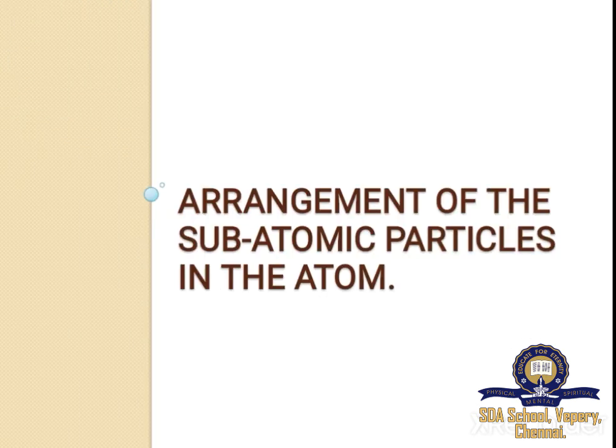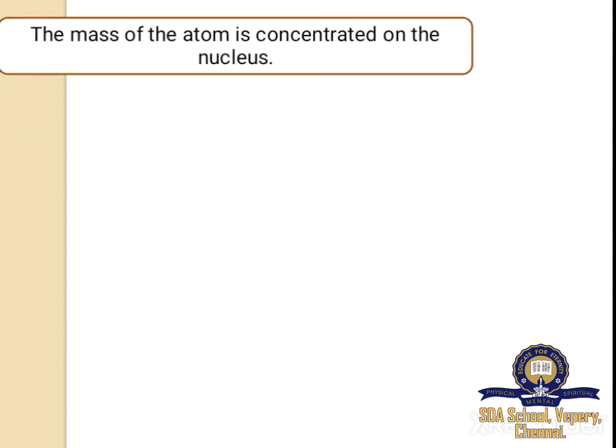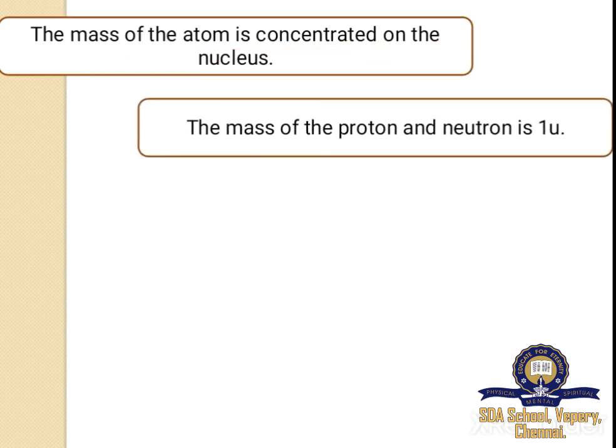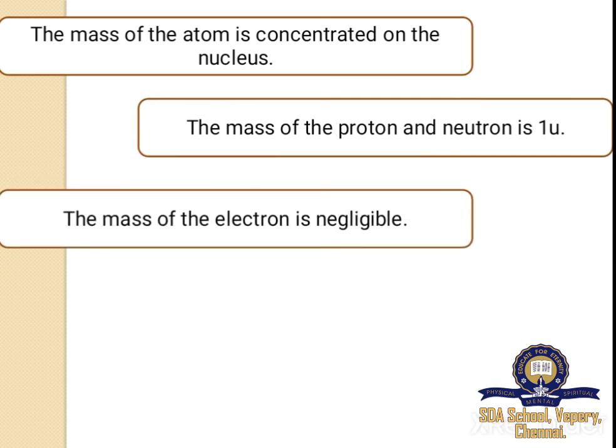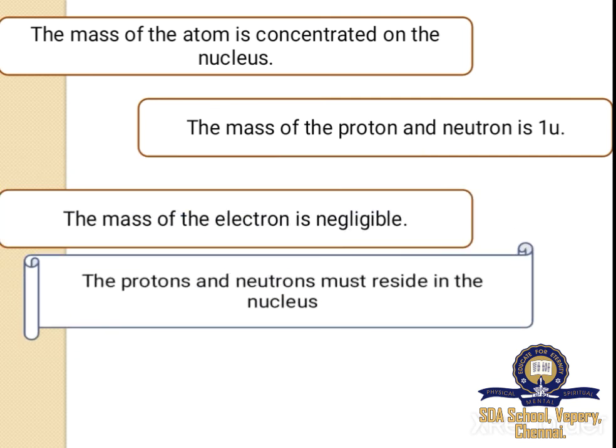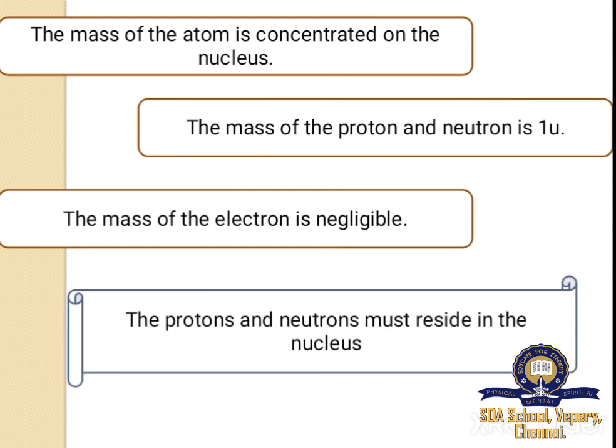Then we are moving on to the arrangement of the subatomic particles inside an atom. As of now, we saw that the mass of the atom is concentrated in the nucleus. The mass of the proton and neutron is 1 u. Here, u means unified mass, which is the unit of atomic mass. The mass of the electron is negligible. So, the protons and neutrons must be present inside the nucleus, which results in the mass of the nucleus.